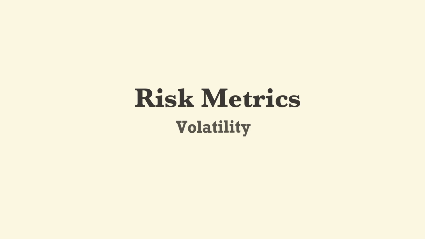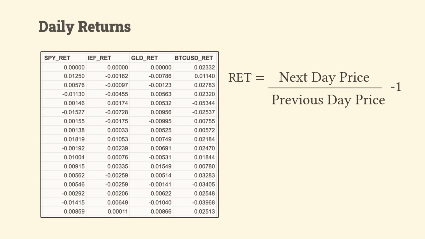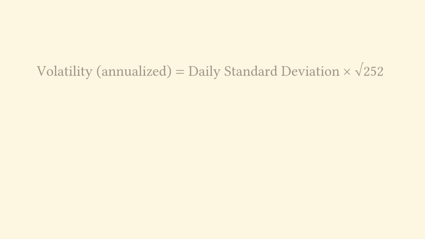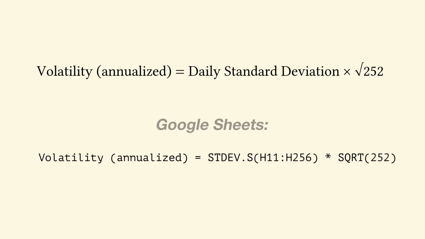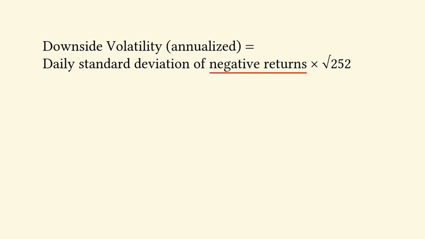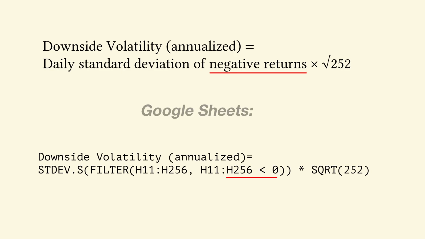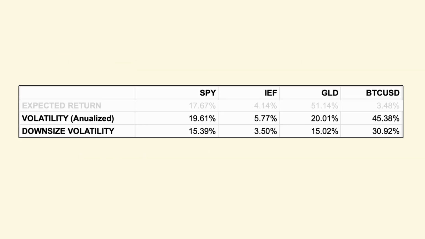For volatility, we already have the daily returns. We just need the standard deviation along with a way to annualize it. Here's the simplified formula. Or in Google Sheets, where the H column is the returns column. In order to get the downside volatility, we just need to filter for negative returns. Or in Google Sheets. Once more, repeat for each asset and you should complete the volatility table.